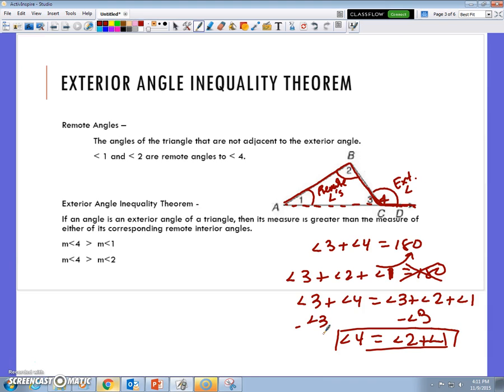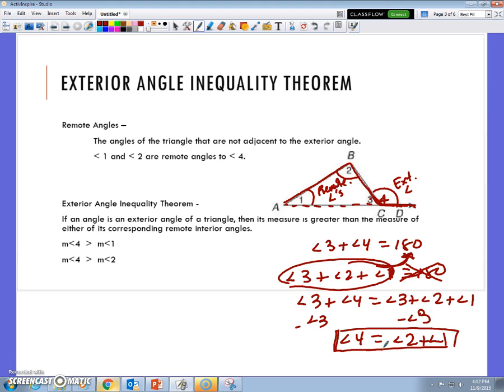So there you go. In an informal proof, and I didn't really explain my reason or justify anything, I knew that these were supplementary. They equal 180. And I also knew that 3 plus 2 plus 1 is 180. And so if they both equal 180, I can just put all this stuff in for that 180. And I can do a little manipulating here with my addition property of equality, subtraction property of equality. And I know that angle 4 must actually equal angle 1 plus angle 2. Or I can generalize that and say any exterior angle must be equal to the sum of its remote angles.